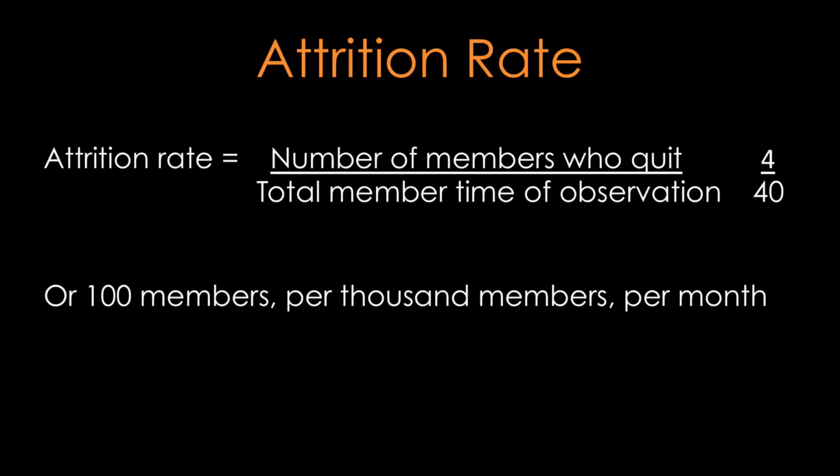So in this example, the number of members who quit is 4. However, the total member time in terms of months for everybody is 40. If I divide 4 by 40, the figure I get is 100 members per 1,000 per month. So I now know that my attrition rate is 100 per 1,000 members.